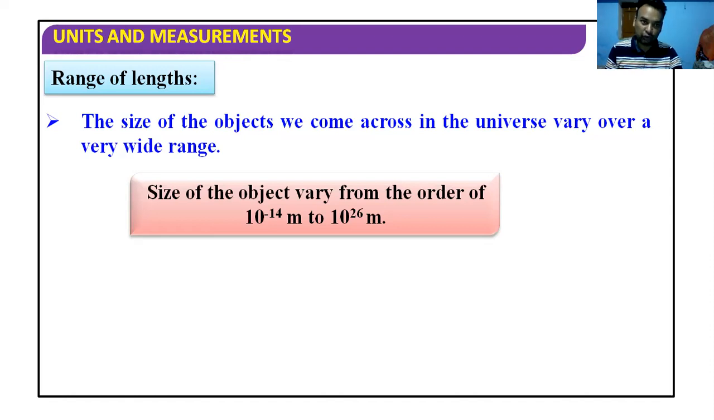We have a range of length, we have a range of mass, we have a range of time. So in our today's lecture we are concerned with the range of length, which is from the microscopic level to the macroscopic level. Microscopic level means the length of the nucleus, and macroscopic level means the length of the size of the universe.